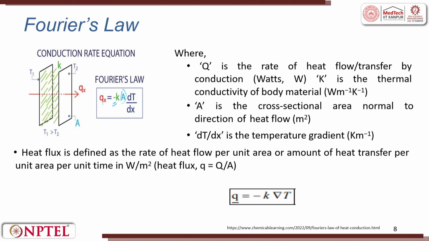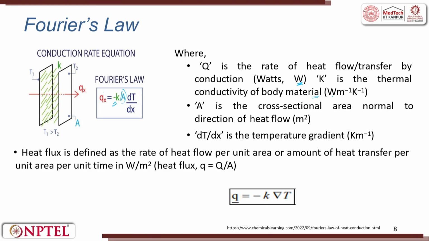Qx, the rate at which heat flows, is equal to minus K, a constant, times A, the area normal to the flow, times dT by dx. So, Q is the rate of heat flow or transfer by conduction. K is the thermal conductivity of the body material.